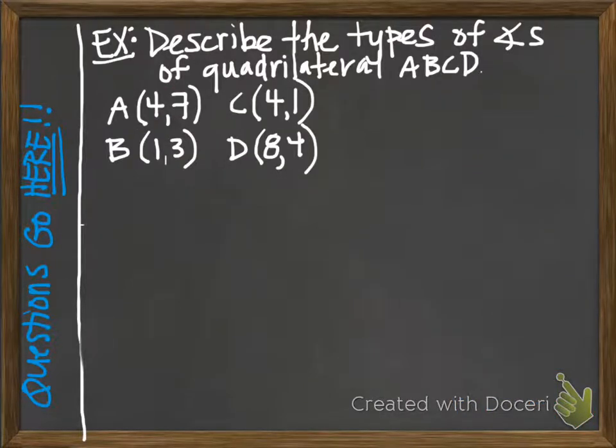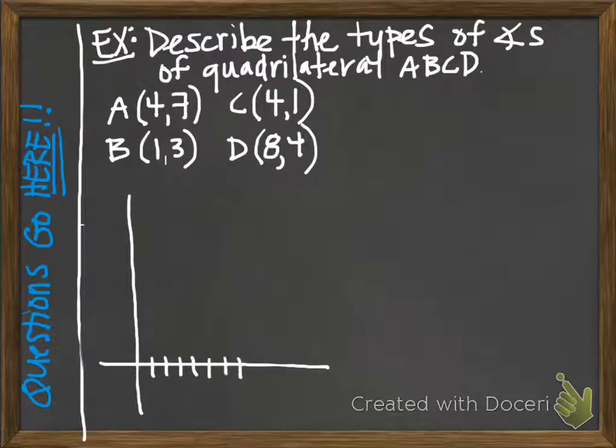Okay, so here's an example where we would need to look at slopes. It says describe the types of angles of quadrilateral ABCD, and we have coordinates here. So the first thing we probably want to do is to sketch what we think this looks like. All of these coordinates are positive, so we know we're going to be in the first quadrant. Okay, so first thing I'm going to do is plot these. A is going to be at 4, 7. 4, 1, 2, 3.